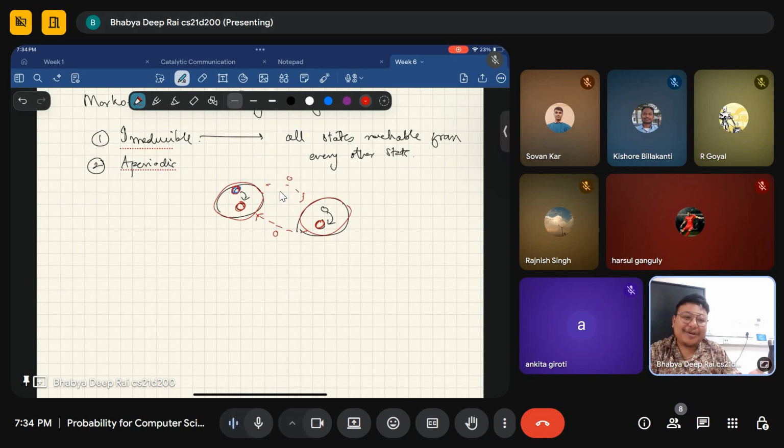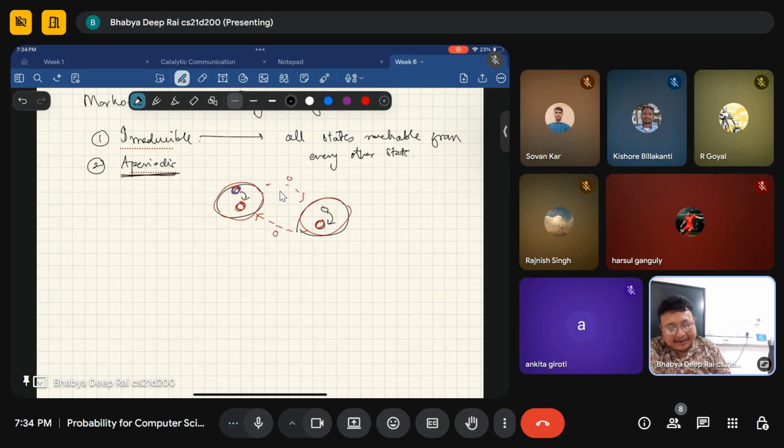Right? So it will depend on where I start with, which is against the spirit of stationary distribution. It should not depend on where you start with. Right? Now, the other thing is aperiodic. This is slightly nuanced, okay?